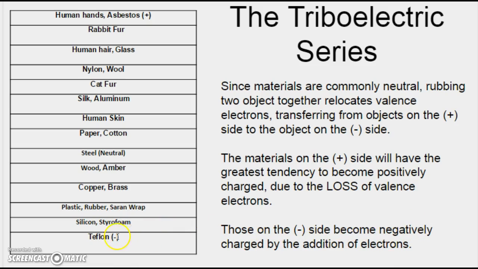So the greater the distance here, if I were to rub Teflon with, say, rabbit fur, you're going to get a greater amount of electric force, a greater number of electrons that are transferred because they are further apart on the Triboelectric Series. Whereas rubbing wood and paper or cotton, they're not that far apart. So you might only transfer a few or a couple electrons. Hopefully this makes sense.